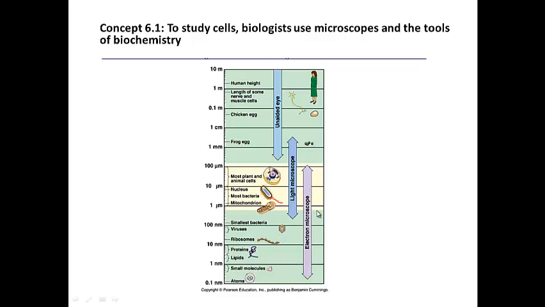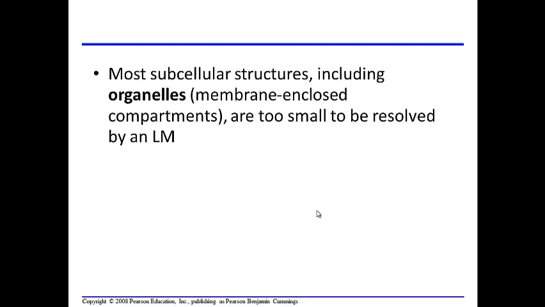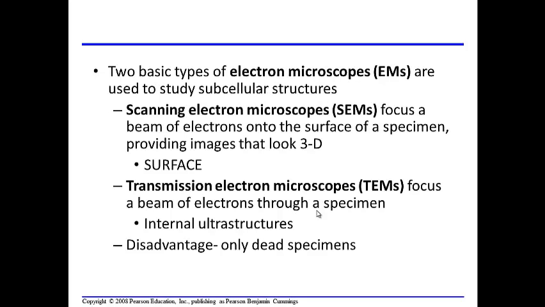And in addition to that, there are some techniques that you'll need to utilize if you really wanted to study the subcellular structures, and that's what we'll discuss today. Most of these subcellular structures, including organelles, and organelles are membrane-bound compartments, or membrane-enclosed compartments, if you will. Most of these structures are just too small to even be seen with a light microscope. So there are other microscopes that we use, and two of them are electron microscopes, and two types of the electron microscopes are scanning electron microscopes and transmission electron microscopes.